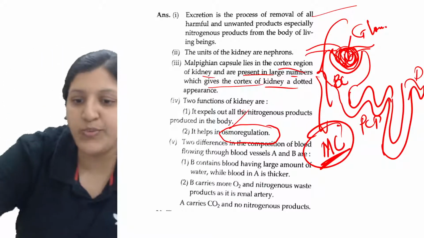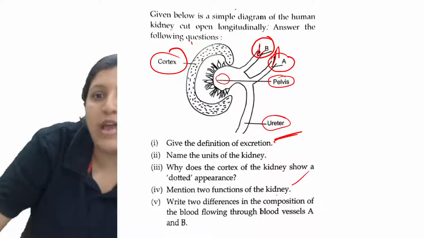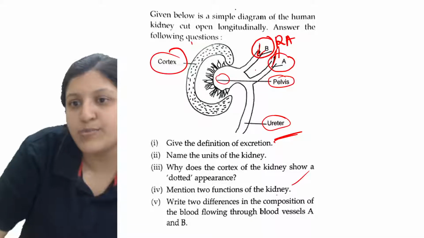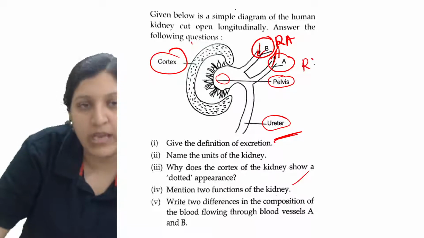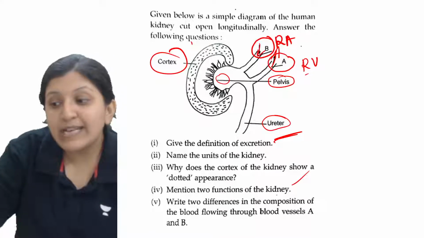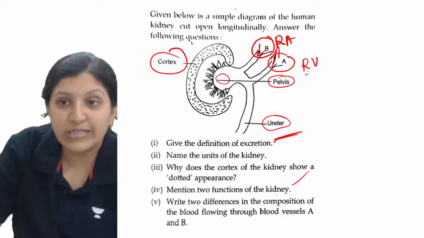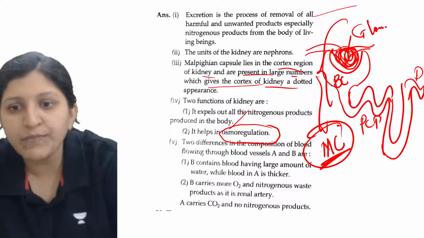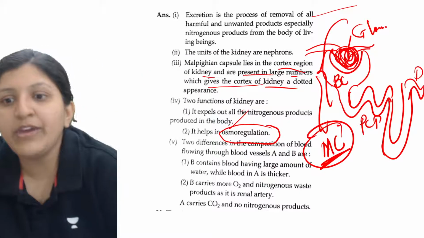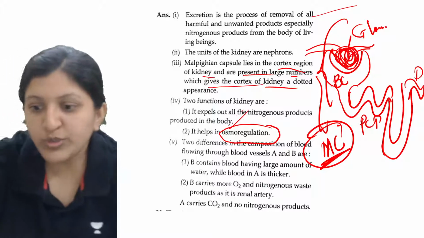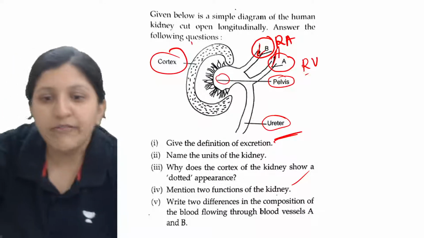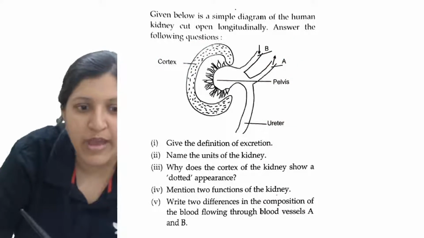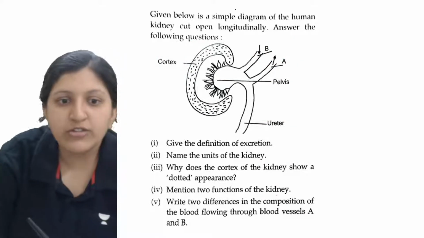So now this one is the renal artery, since it is moving in, and this is the renal vein. So what exactly is the condition? There is more water content here, and very little water content over here. So B contains a very large amount of water. One second, let me just erase this part, because the arrows you need to see.